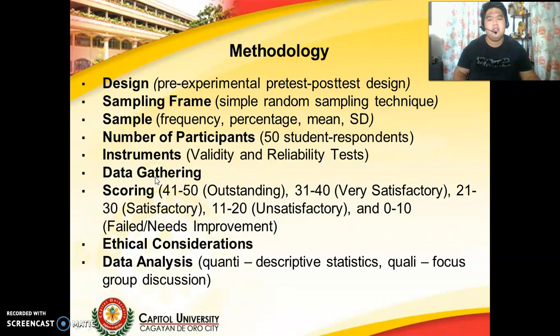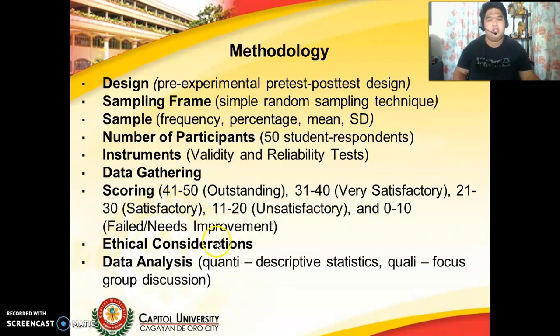Data gathering, so I used this simple random sampling technique and I chose only one section among the grade 10 level. For scoring, 41 to 50 scores will be an outstanding performance for the academic achievement level. 31 to 40, very satisfactory. 21 to 30, satisfactory. 11 to 20, unsatisfactory. And 0 to 10, failed or needs improvement.